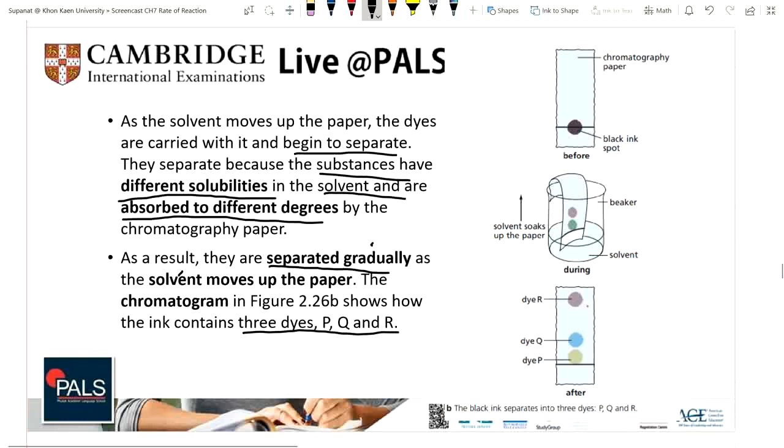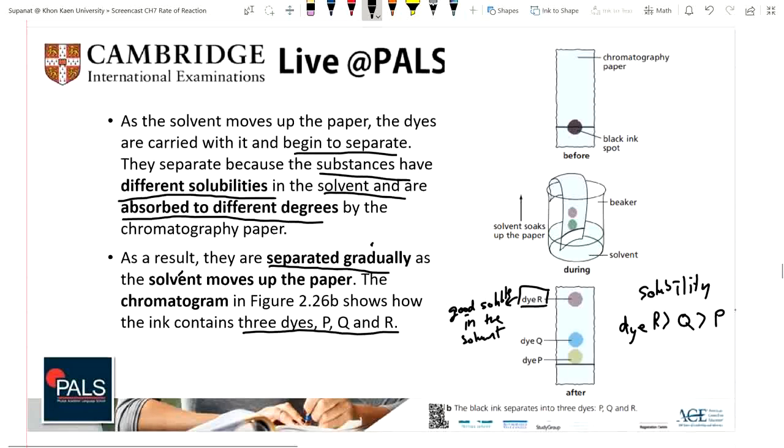The more soluble dye will move faster, which means it is more soluble in the solvent. That means the solubility of R is greater than Q, and Q is greater than P.